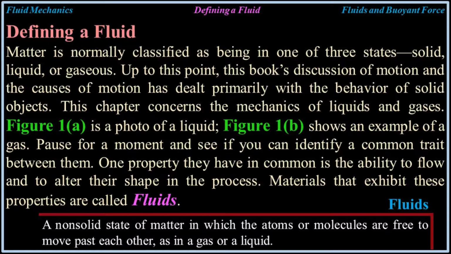Figure 1A is a photograph of a liquid. Figure 1B shows an example of a gas. Pause for a moment and see if you can identify a common trait between them. One property that they have in common is the ability to flow and to alter their shape in the process. Materials that exhibit these properties are called fluids.